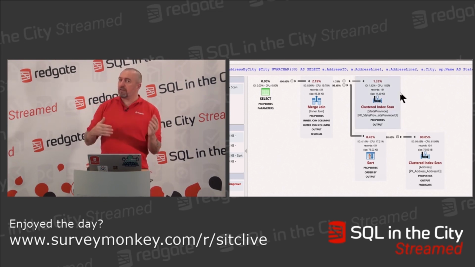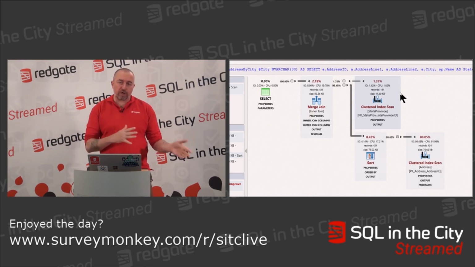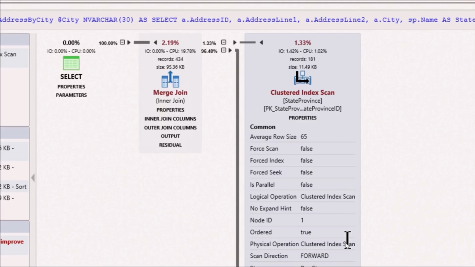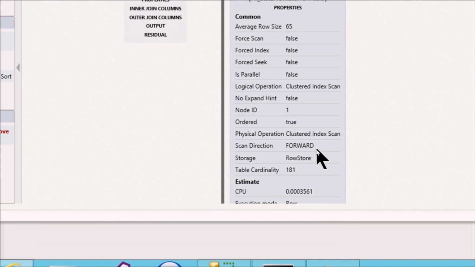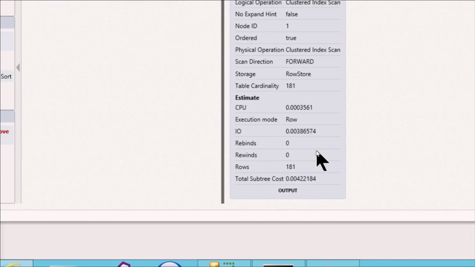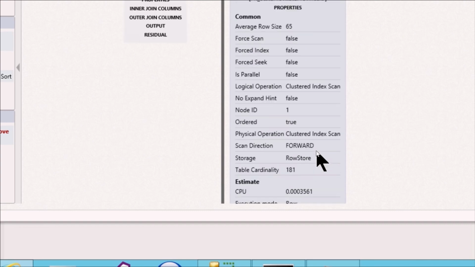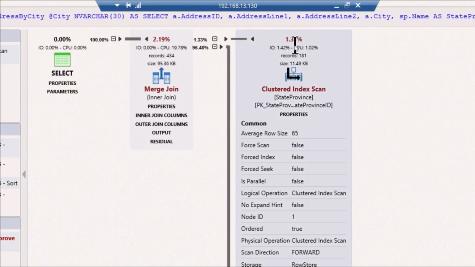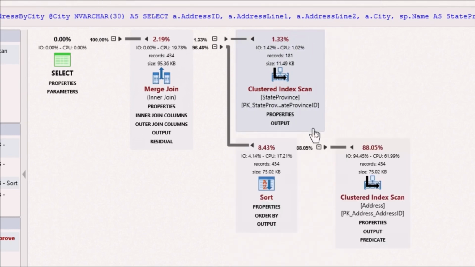Now these are estimated values. We don't know what the actual measures are, but you can look at them and kind of get an idea. This one's moving 100 records. This one's moving 434. If we take a look at the properties, scroll down a little bit, the table only has 181 rows in it. We can tell that by looking at the cardinality. So it moved 141 of 181 records. There's probably not a lot moving out of there.